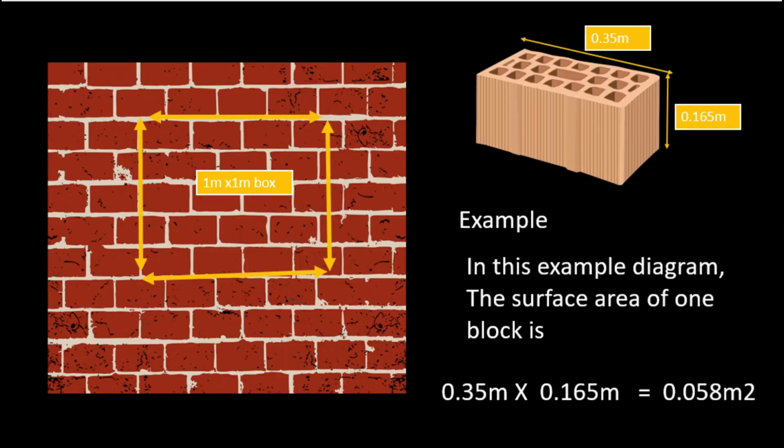Let's take an example. Now, in this wall that we have here, we have marked out a square meter, 1 meter by 1 meter box. And now the block that we use to construct this wall is 0.35 meter by 0.165 meter. That is the surface area of this block. Now, we want to know how many of these blocks are in this square meter.